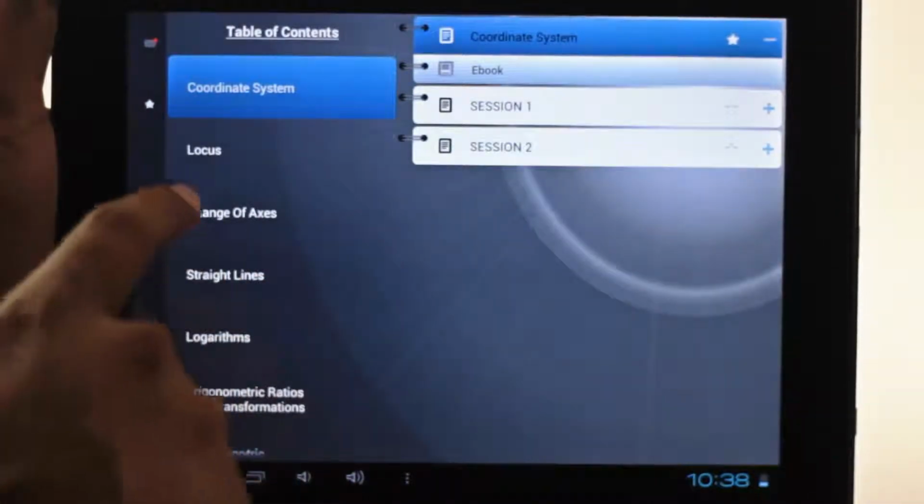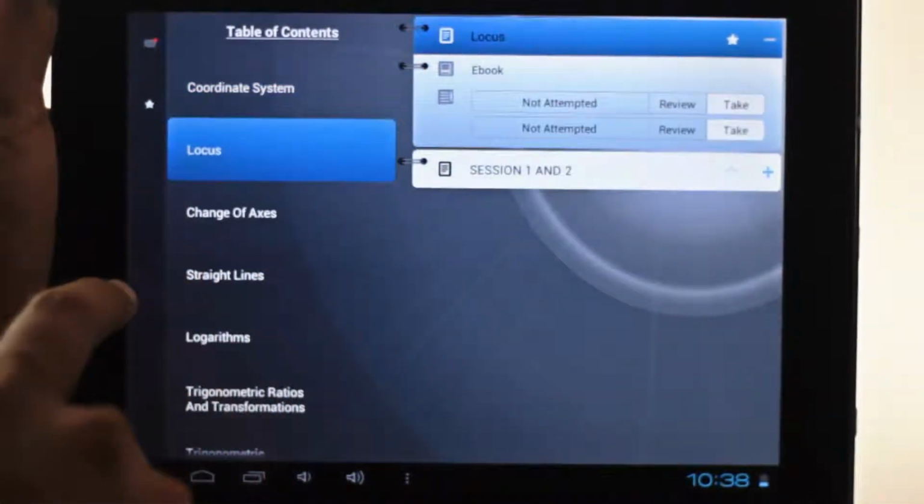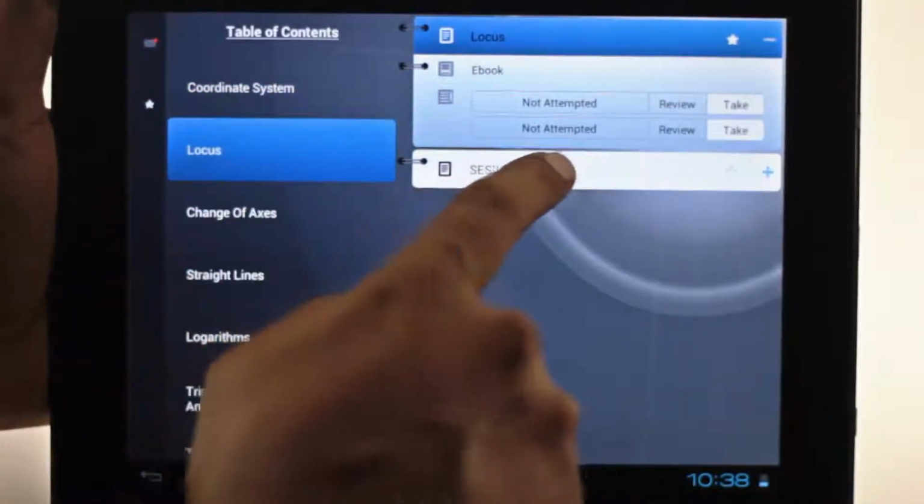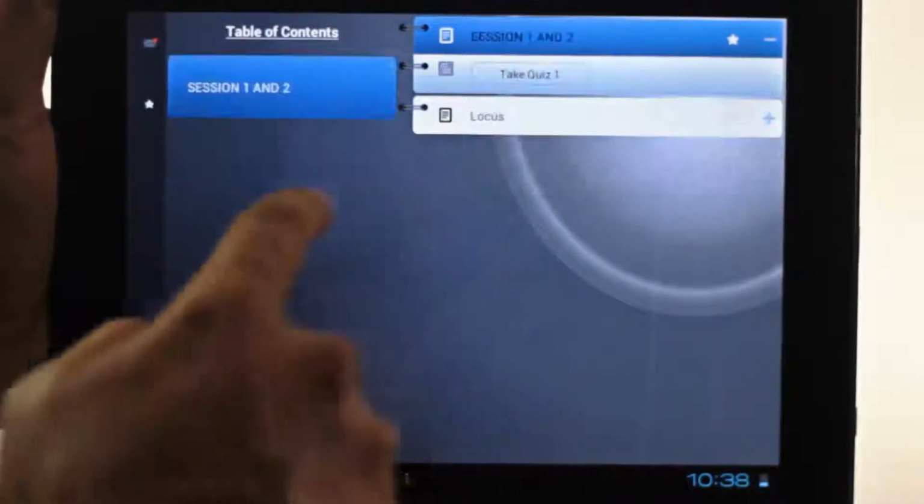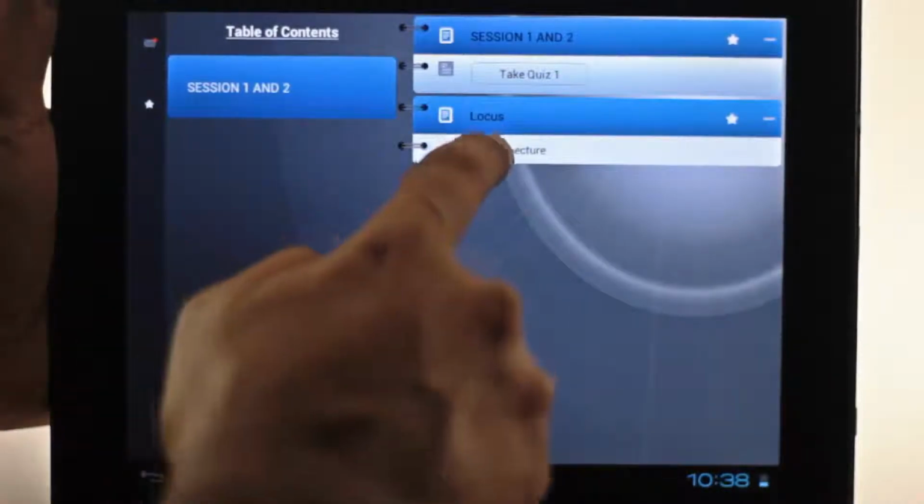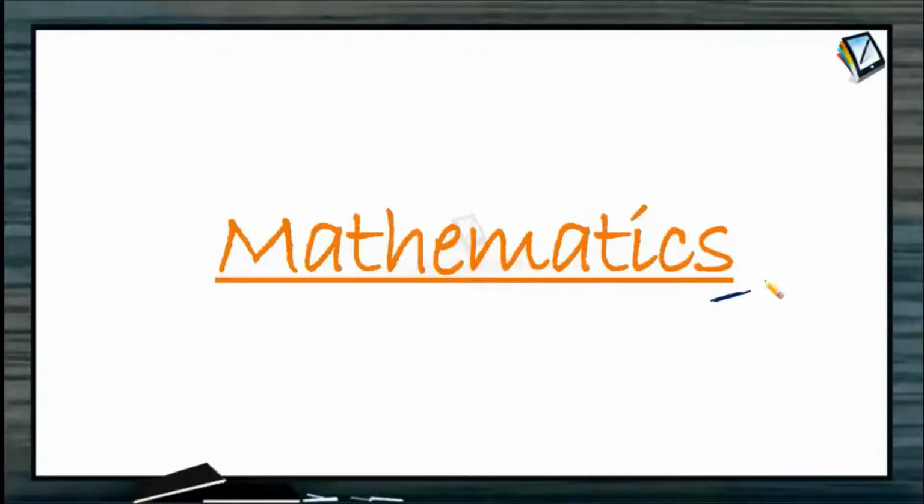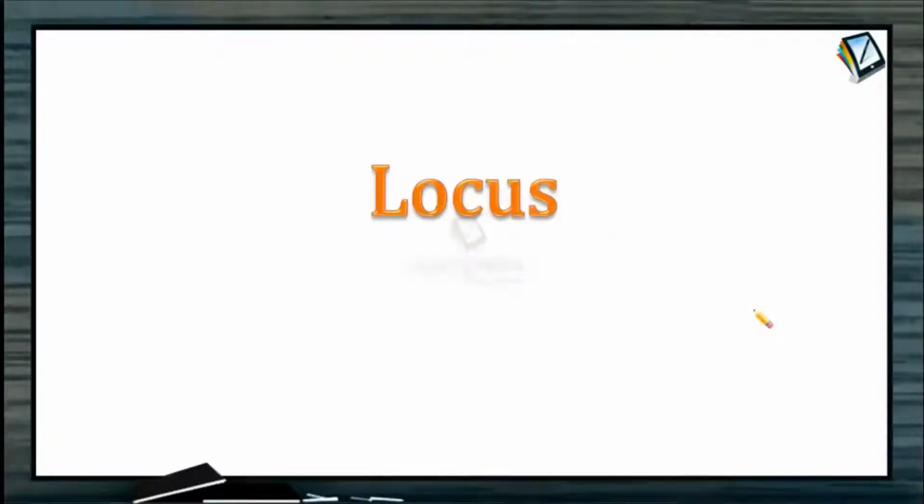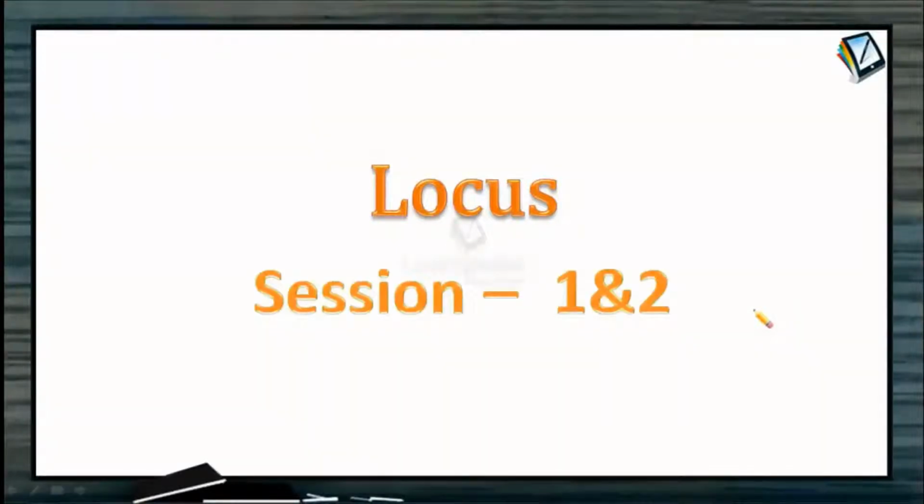Let me pick up a small chapter like, say, Locus. In Locus, we have session 1 and 2. Let me hit session 1 and 2. Let me hit Locus, digital lecture. Welcome to mathematics classes. We are in the chapter Locus. This is session 1 and 2.